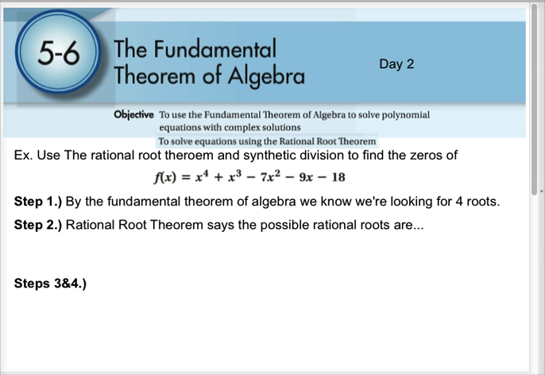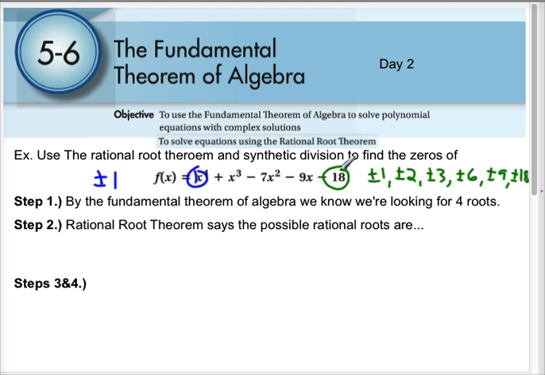So to start, the fundamental theorem of algebra says we know we're looking for 4 roots because this is a 4th degree, a quartic polynomial. Rational root theorem. Well, for that, I'm looking at the 18. So plus or minus 1, plus or minus 2, plus or minus 3, plus or minus 6, plus or minus 9, plus or minus 18, and the factors of 1, which are just plus or minus 1.